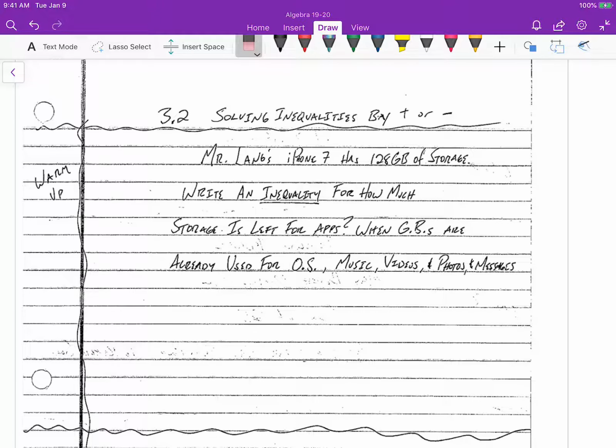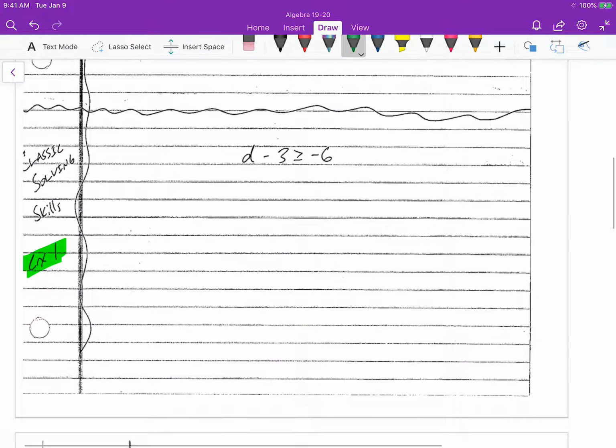Just wanted to do a very quick lesson on 3-2 and 3-3 so that you guys can work through some different pieces. Since I'm not here, unfortunately, we're going to skip some of the fun stuff and just get right to the lesson.